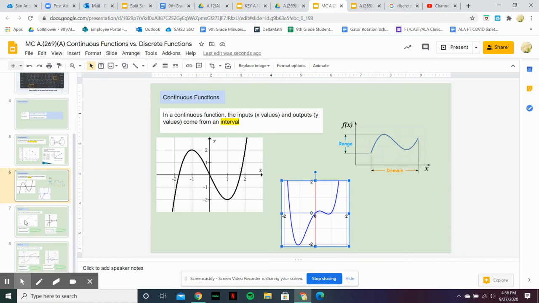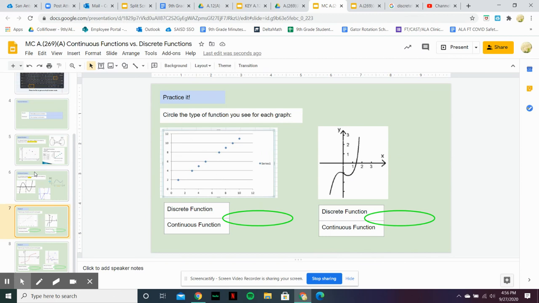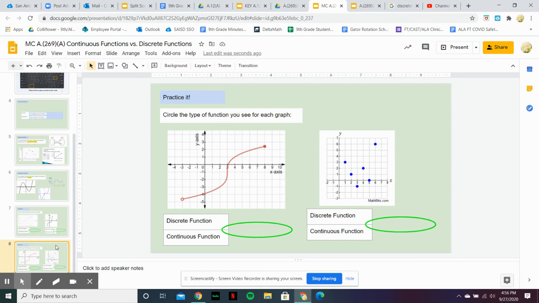So now I want you to practice identifying these types of functions. There are 4 problems here for you to circle the type of function that you see.